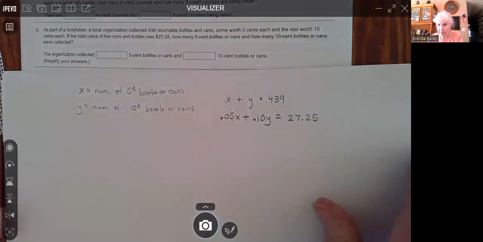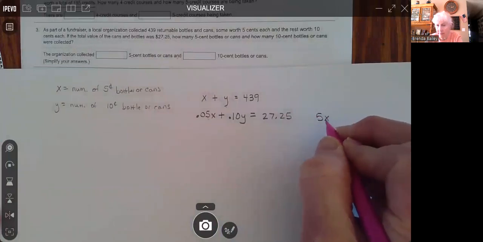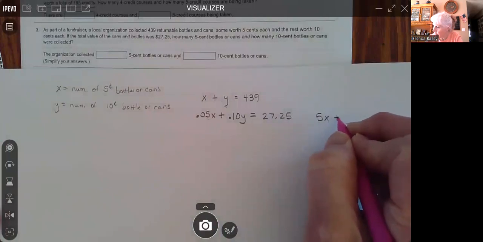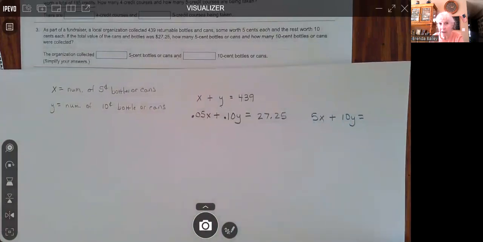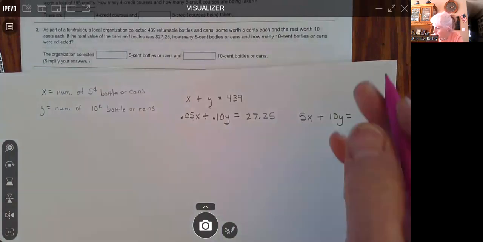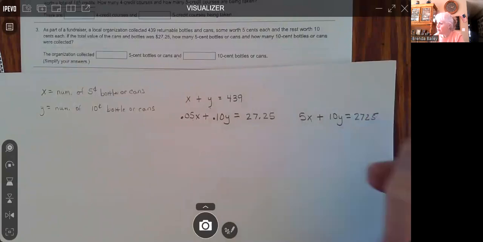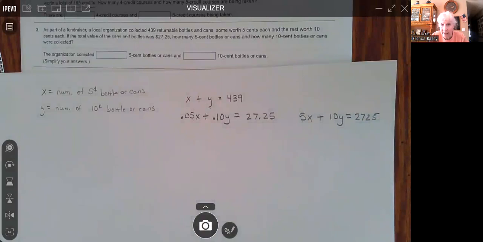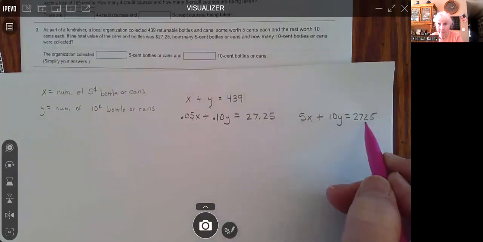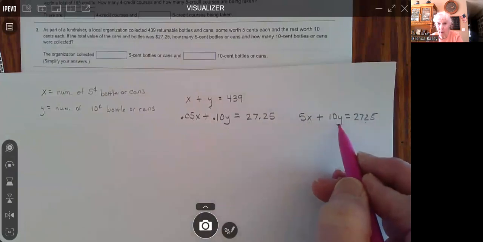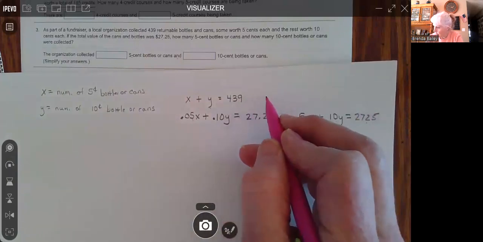If you wanted to have stayed with the 5 and the 10, I'll put it over here. We would have gone 5x, how many cents times the number at that price, plus 10 times y. But rather than putting $27.25, I'm going to change that to pennies by moving the decimal over twice: 2,725 cents. 5 cents, 10 cents. This one had to be put into cents. So you do have to stay consistent. Pick one.